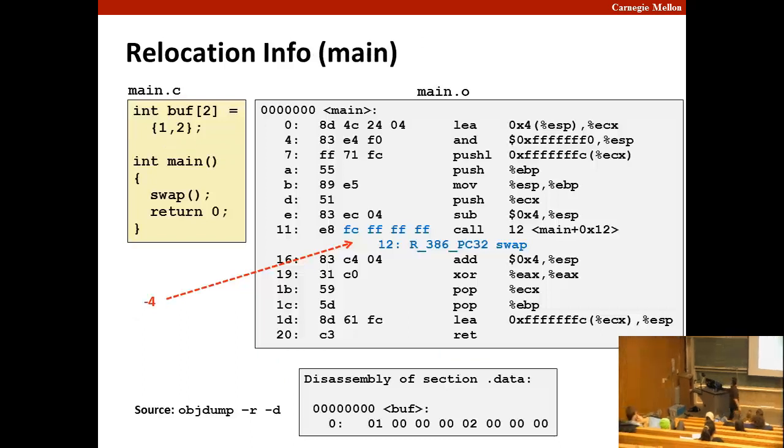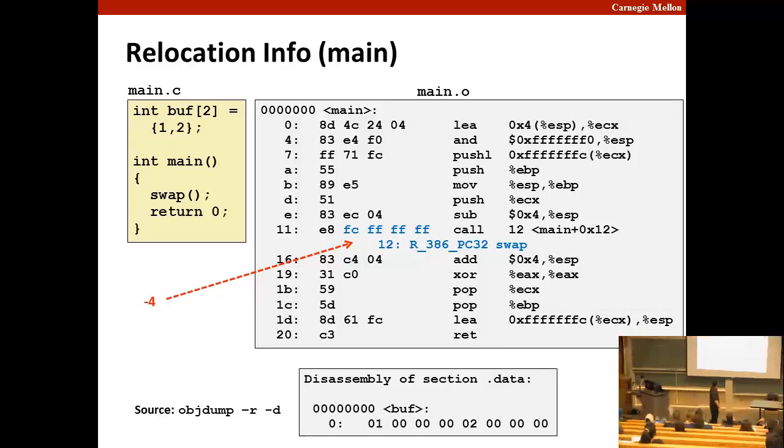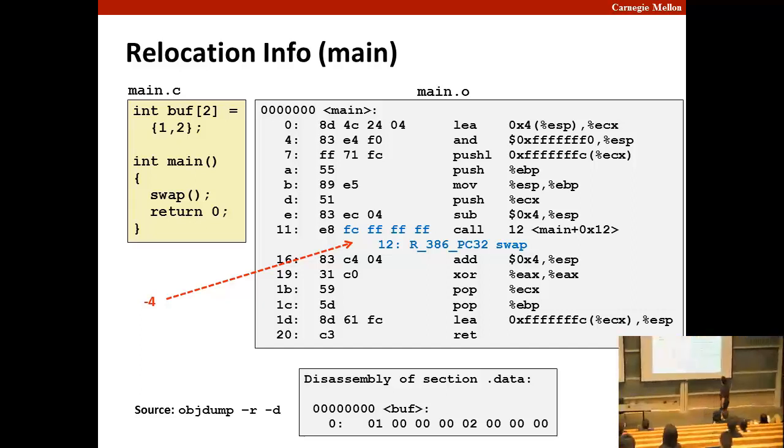Okay. If we take a look at main, and we look at this, call main plus 12. Okay, and then we see the 12 is R_386_PC32 swap, right? It's this magic -4 value here. That's a relocation entry. That's something that's going to be filled in later on at link time.